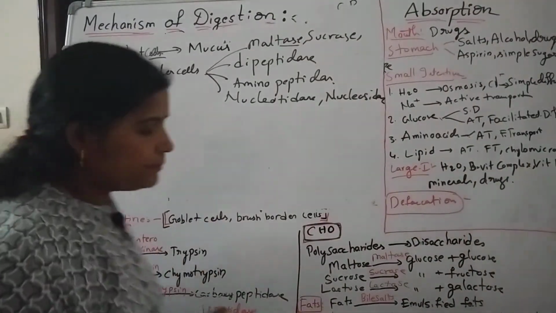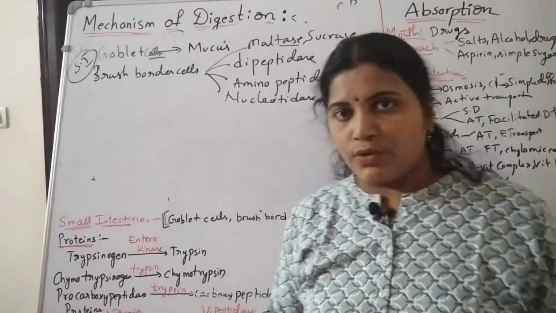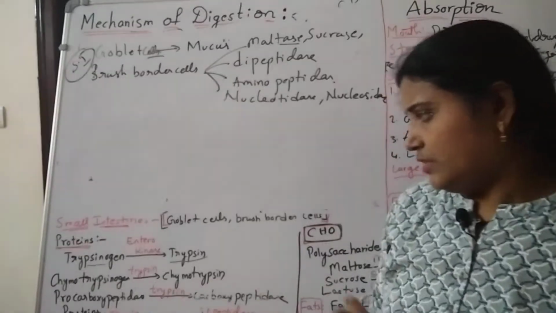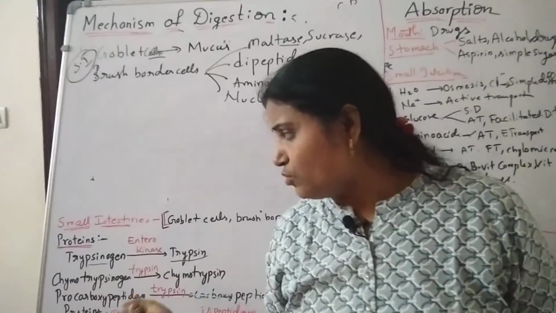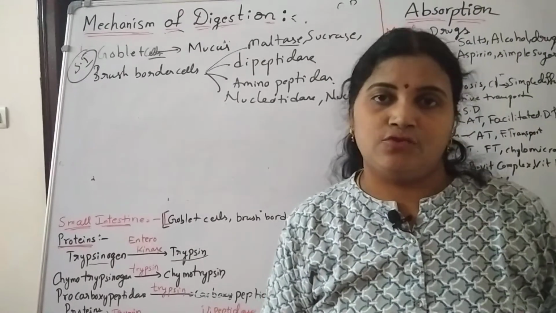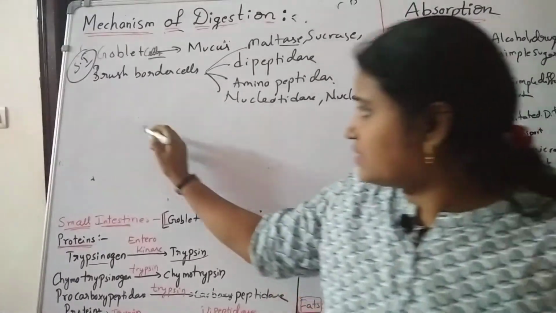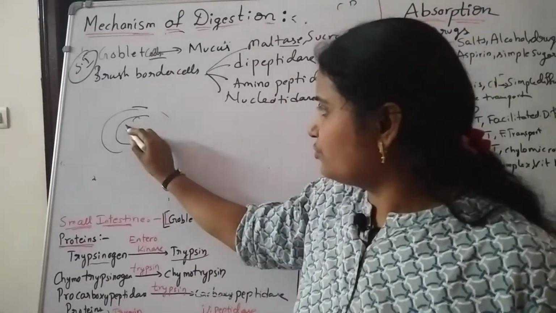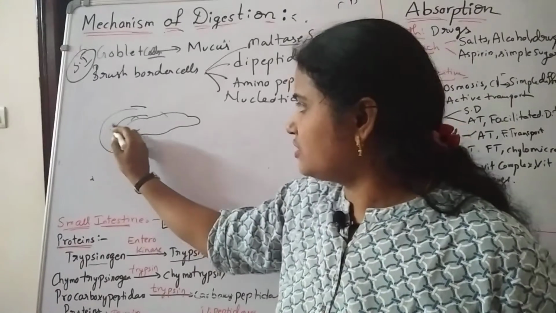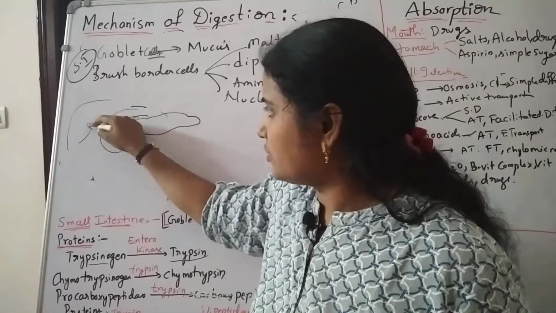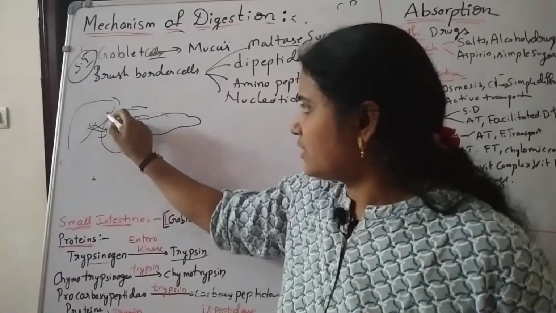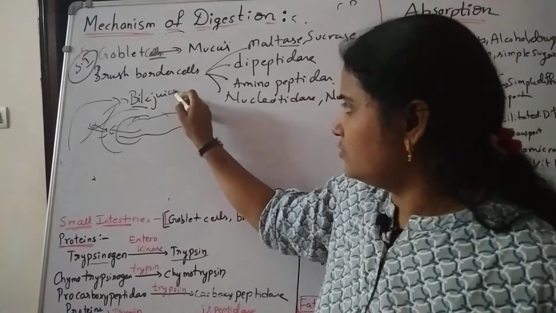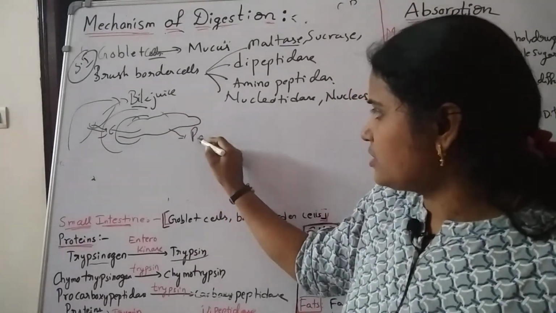Now we will see the main processes, digestion of the proteins. First, trypsinogen and chymotrypsinogen are present in the pancreatic juices. In the small intestine, it starts with the duodenum. This duodenum is going to receive the pancreatic secretions and also the liver secretions. Liver secretions are known as bile juice and pancreatic secretions are known as pancreatic juice.